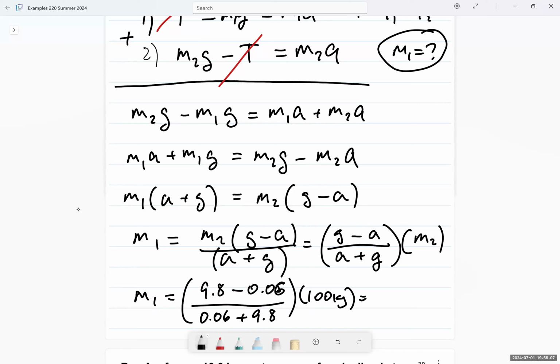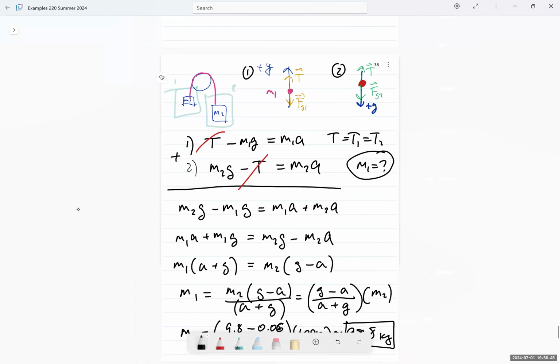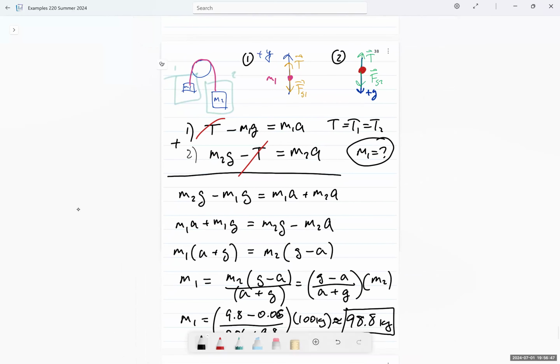I get roughly 98.8 kilograms. That's why their difference is very small. So that's why it took us 6 seconds for it to just go down 1 meter, which is quite a long time. So these were the steps. Let me know if you guys have questions.